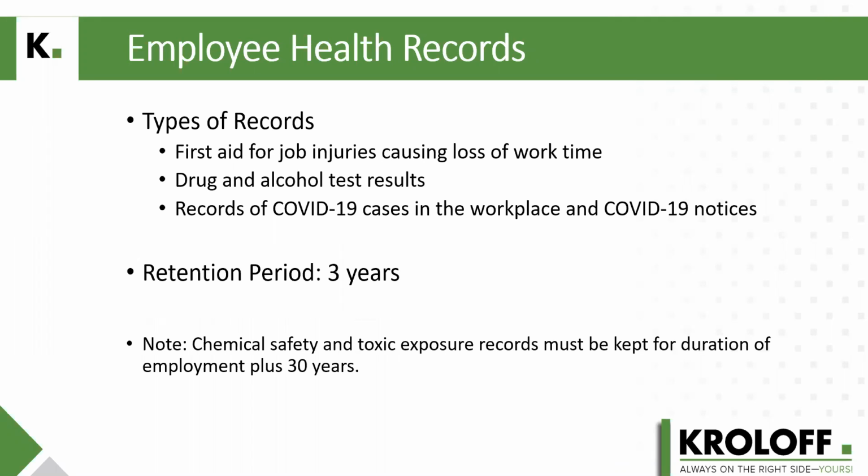With regard to employee health records, the records retention period is typically 3 years. This is typically related to Cal OSHA requirements. For example, first aid for job injuries that caused a loss of work time. Also, this would include drug and alcohol test results, and also our new laws pertaining to notices and records of COVID-19 cases must be maintained for 3 years. There is a note here that chemical safety and toxic exposure records have to be kept for much, much longer. That would be the duration of employment plus 30 years.